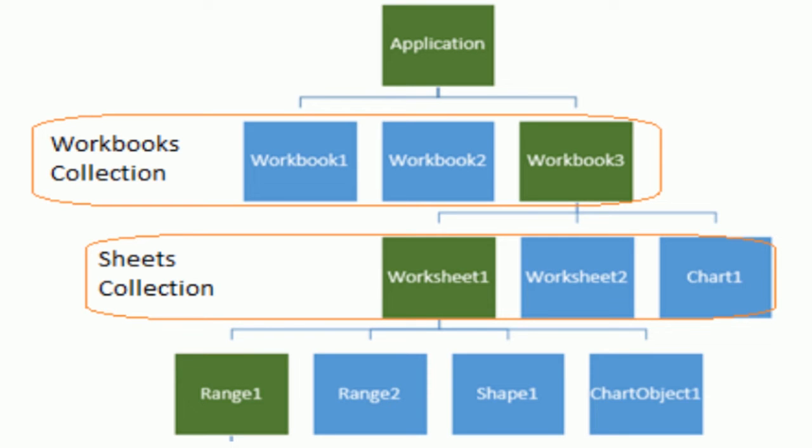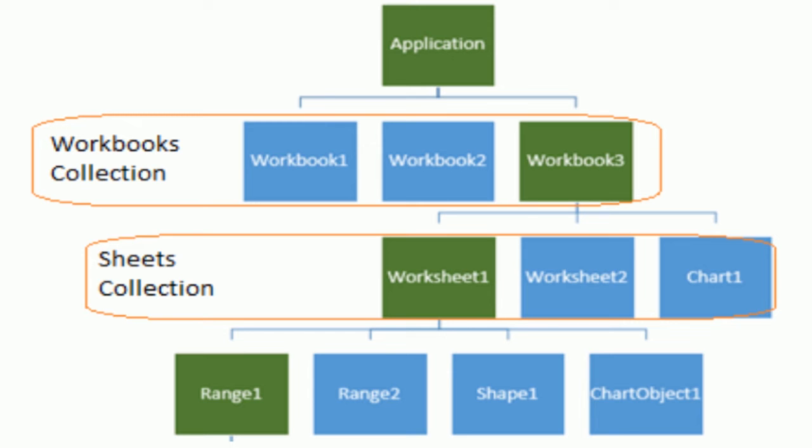Let's have a look at this picture to clarify that. That's part of the object hierarchy model that we covered in the previous video. Some of the objects that form a collection are highlighted. For example, the workbook object is a member of the workbooks collection, which contains all the open workbook objects in Excel. So here we have three workbook objects, workbook 1, workbook 2, and workbook 3, and they form the workbooks collection.